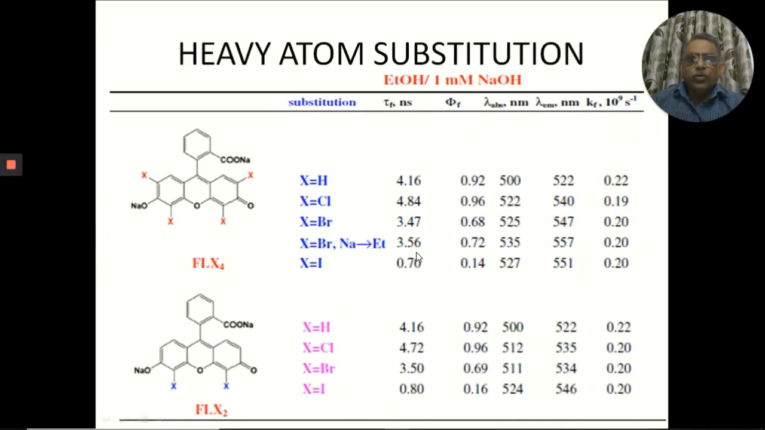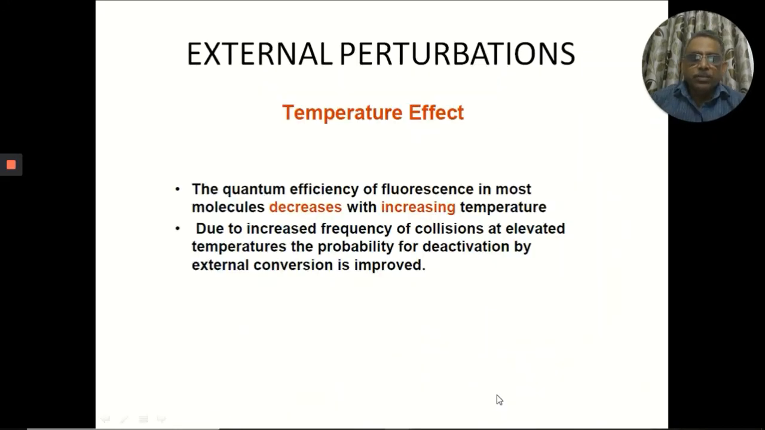Now you have heavy atom effects. Heavy atom effects we have already discussed, and these heavy atoms will always reduce the quantum efficiency of the fluorescence. You can compare this bromide, iodide, and so on. Similarly, you can look at both the xanthene families and fluorescein families and see that there is a quantum efficiency decrease as you introduce more heavy atoms.